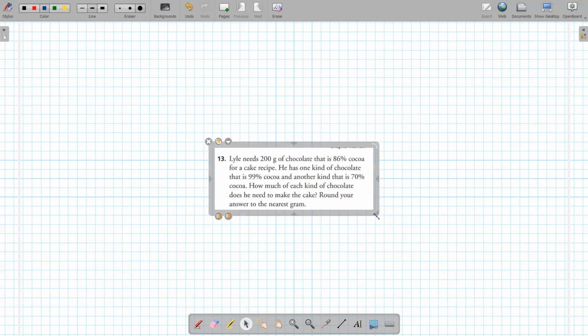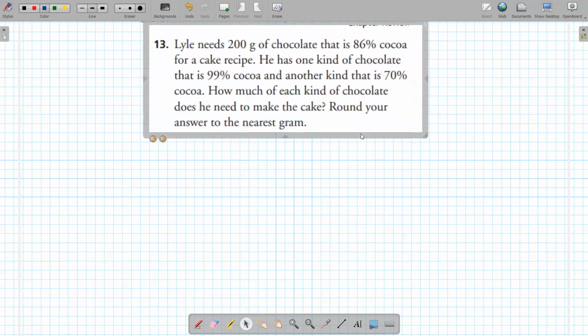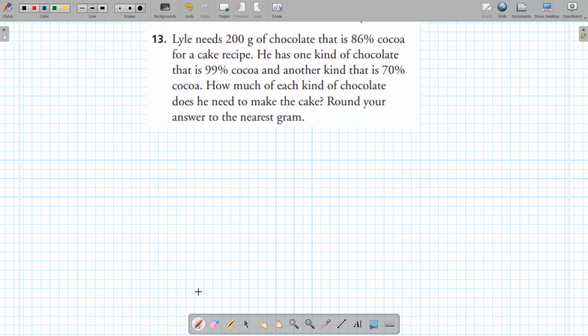Let's look at this one. So he needs 200 grams of chocolate. That's 86% cocoa. And then we have 99% and 70%. So keep in mind the numbers here. They've only given us 4 numbers. We need to find out how many grams of 99% he needs and how many grams of 70% he needs, okay?